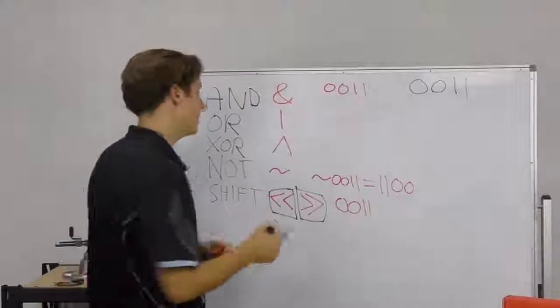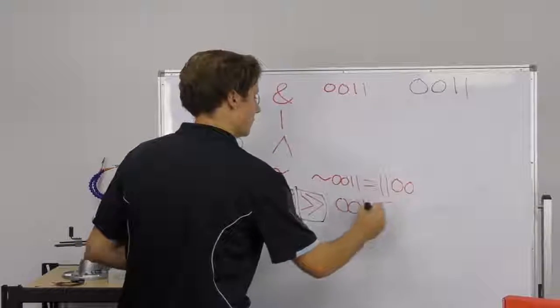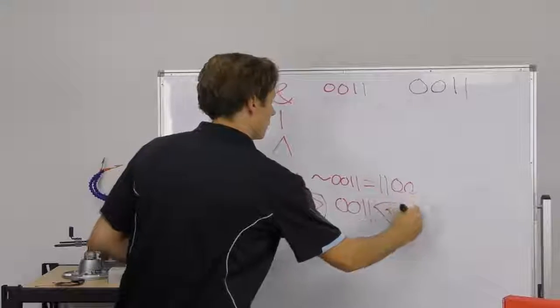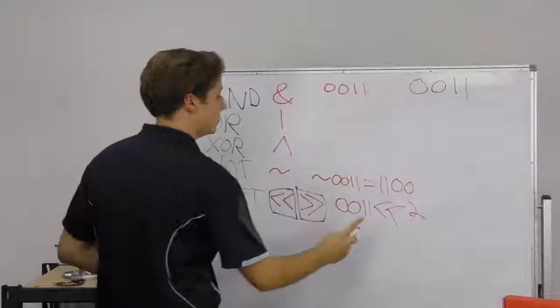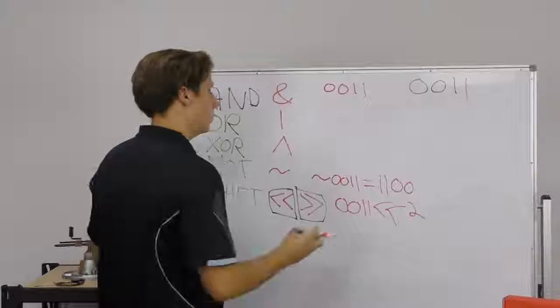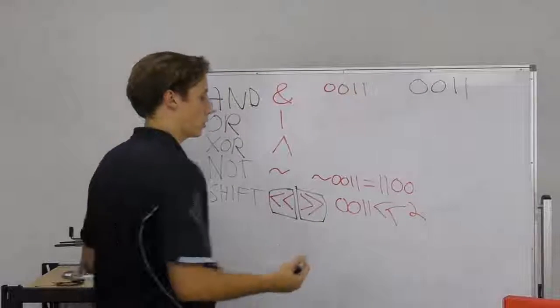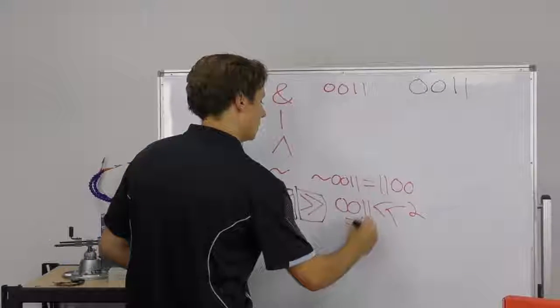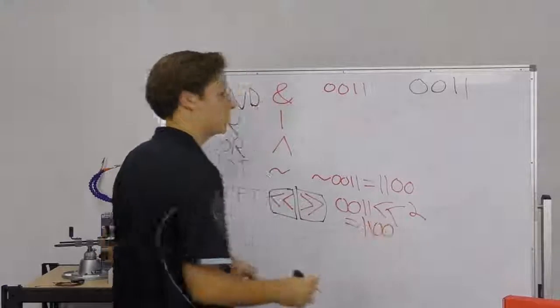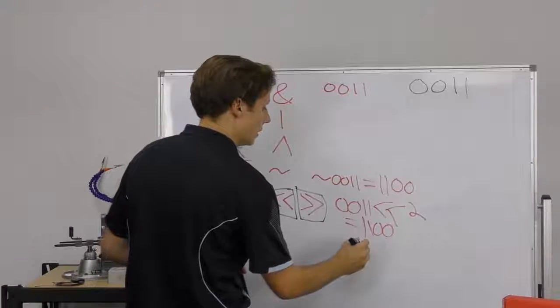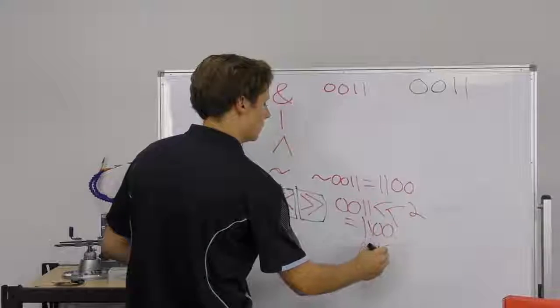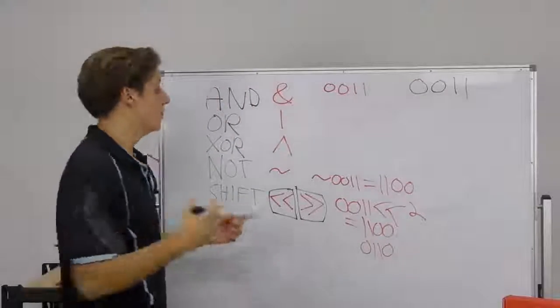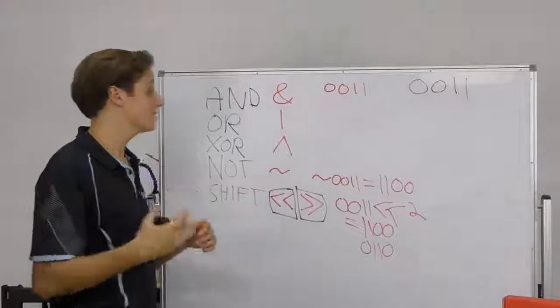And what this says is that if we shift it left 2, each bit moves along 2 places, which means our new number would look like this. If we shifted it 1 place instead, it would be this, and so on and so forth. And the shift right operator works in exactly the same way.